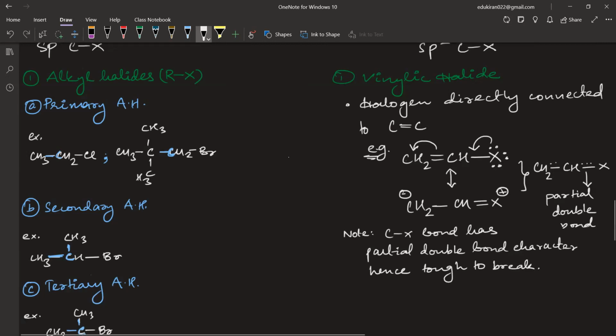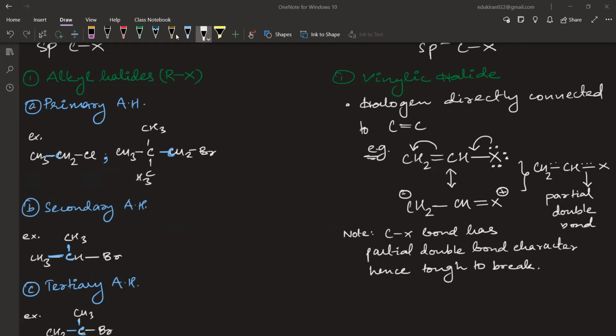Now raise your hand if you did not understand what partial double bond is, what resonance is. Please raise your hand if you did not understand this point of partial double bond and resonance. All of you understood? New students? Okay, everyone understood. Very good then. Write this down.